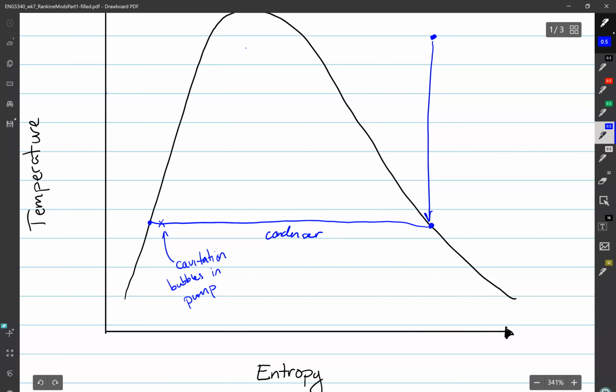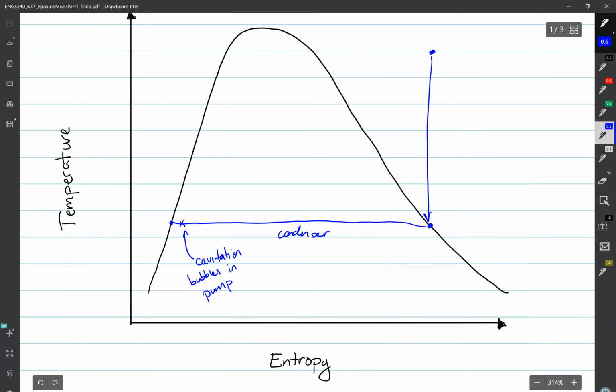And those cavitation bubbles can lead to inefficiency. They also can lead to equipment failure. So our pump itself is going to deteriorate faster. It's going to be less efficient. That's going to cause some system failures. Functionally, it's really difficult to tune your system so that you're getting to exactly a saturated liquid and you're not going a little short of that.